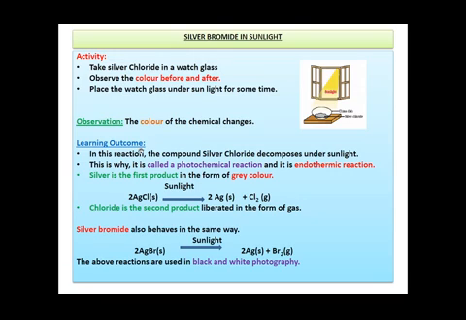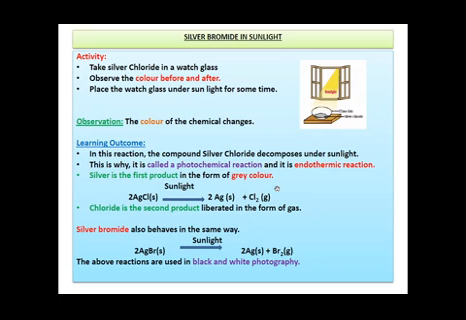So the learning outcome is that in this reaction the silver chloride, which was white in color, decomposes under the action of the sunlight, and this is the reason this reaction is known as photochemical decomposition reaction, and it is an endothermic reaction because energy is getting absorbed during the course of the reaction. Silver is the product formed and it is gray in color.